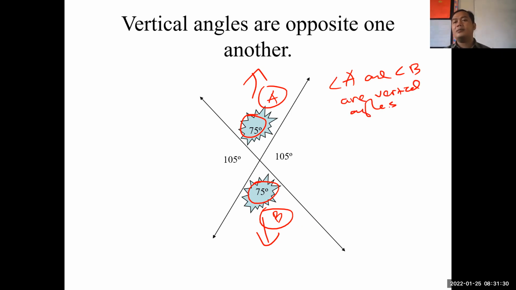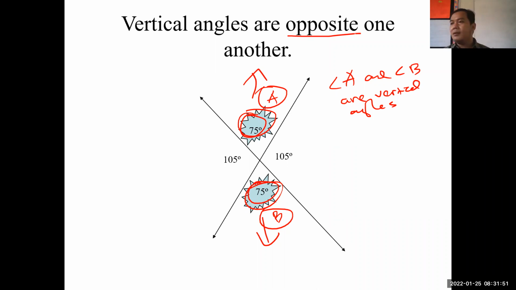Jadi pasangannya guys, ya semuanya vertikal gitu, tapi pasangannya mana sama mana ya. Kalau kita sebut vertical angles, yang pasangannya yang mana? Yang A ini sama yang B, karena mereka berlawanan arah gitu. Kalau kita sebut opposite itu berlawanan aja, right? Jadi yang berlawanan arah yang sama B.